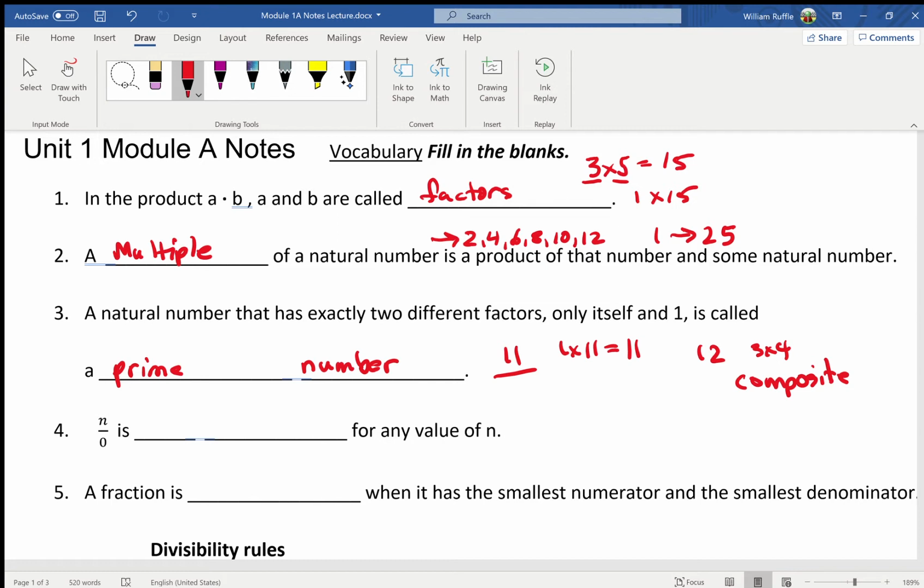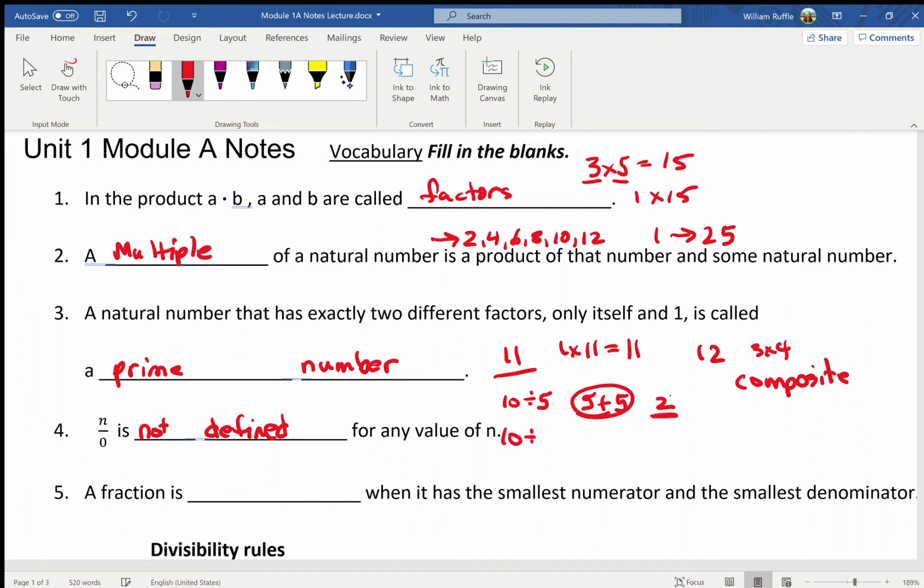N over 0, which is also n divided by 0, is not defined. You cannot divide by 0. It's just impossible. The best way I can try to show this is a super fast mini proof. If I do 10 divided by 5, I go 5 plus 5. That's 10. That only took 2 times, so 10 divided by 5 is 2.